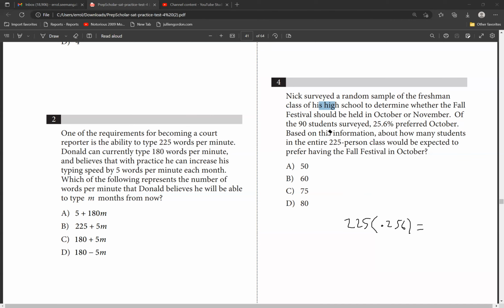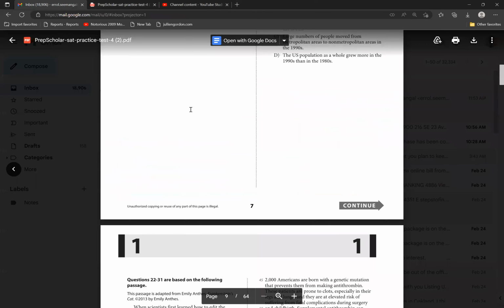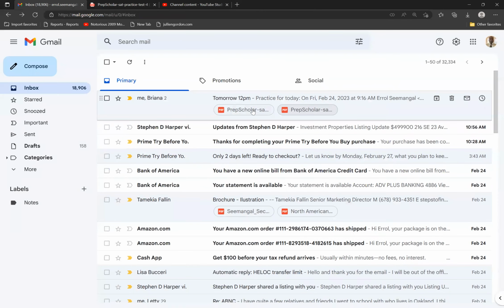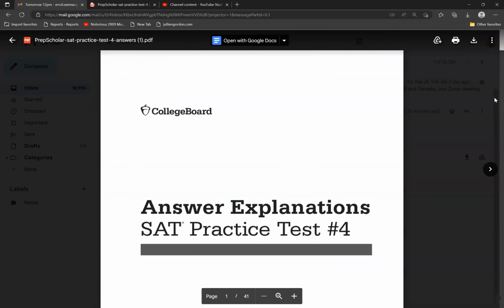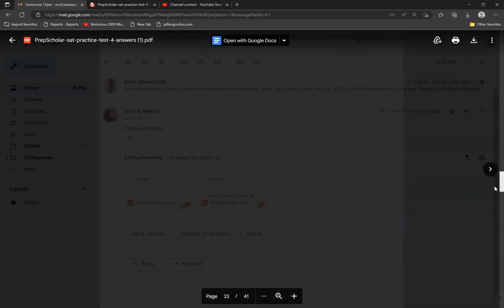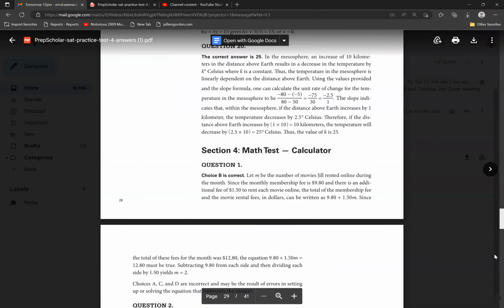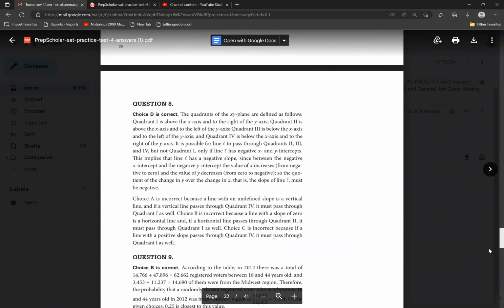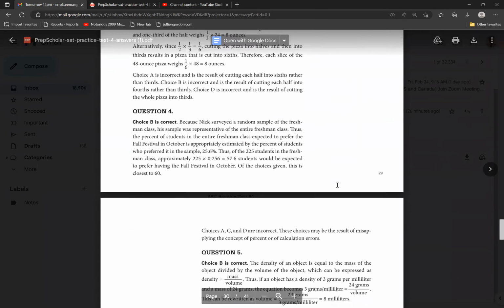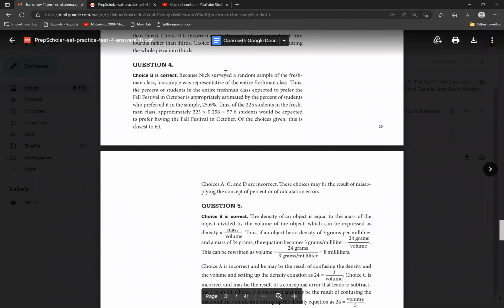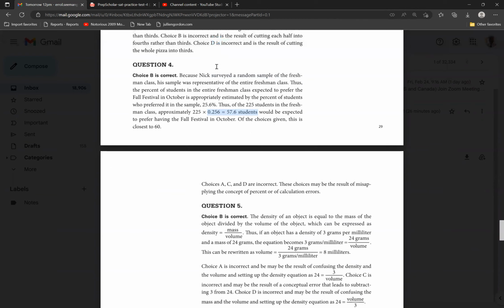For B. All right, let's check that one. 4B, we said. Yeah. Which one's the answers? This one. For section 4, question 4. What should we say? B? Oh, yeah, right. Yeah, there's about 60 right there. Yeah, okay, good.